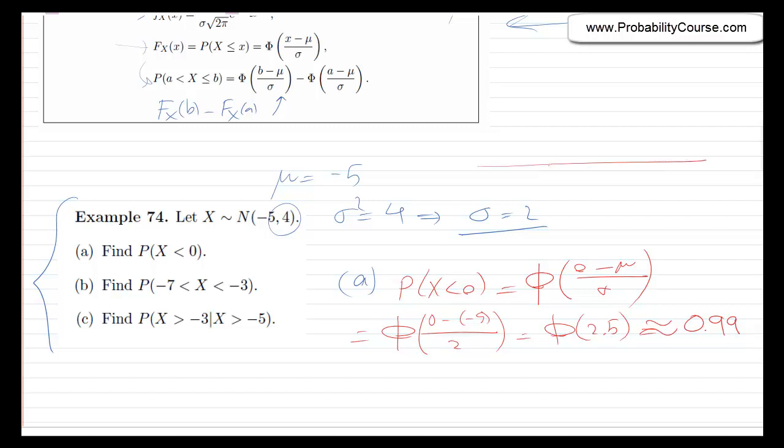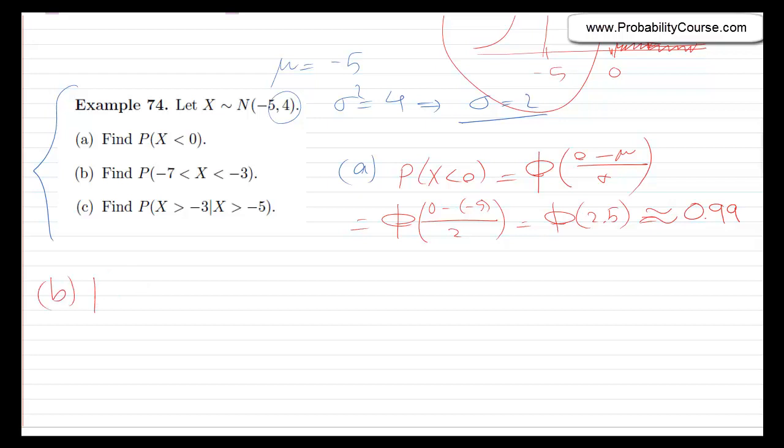So that probability is very close to 1, and that makes sense. Note that for my random variable mu is minus 5, so the PDF curve looks like this, right? And I'm asking what's the probability that the random variable is less than 0. I'm asking what's the probability of this region, which is very large. It's close to 99%. The probability of this region is basically 1%. Okay, so how about the next part?